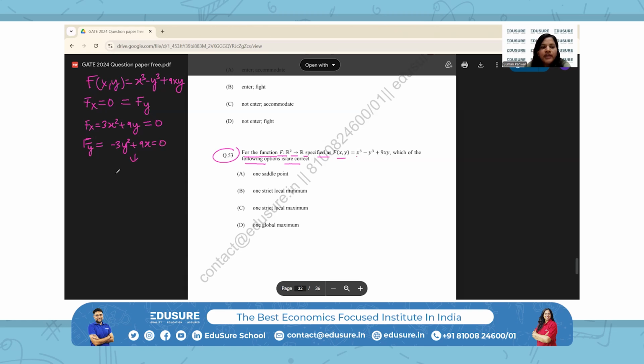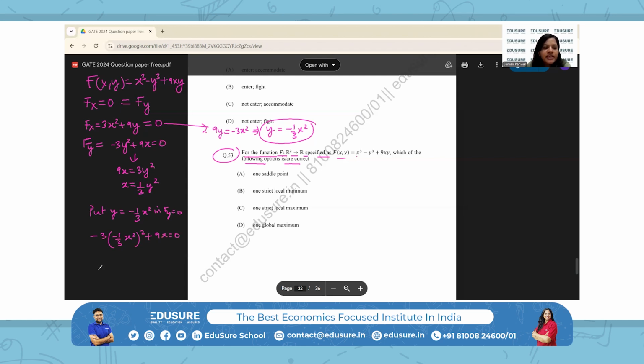So from here we can get that 9x is equal to 3y square, or x is equal to 1 by 3 y square, or from here we can get 9y equals minus 3x square. So this would imply y equals minus 1 by 3 x square. Okay, so let us put y equals minus 1 by 3 x square in fy equals 0. So that is minus 3 times (minus 1 by 3 x square) whole square plus 9x equals 0.